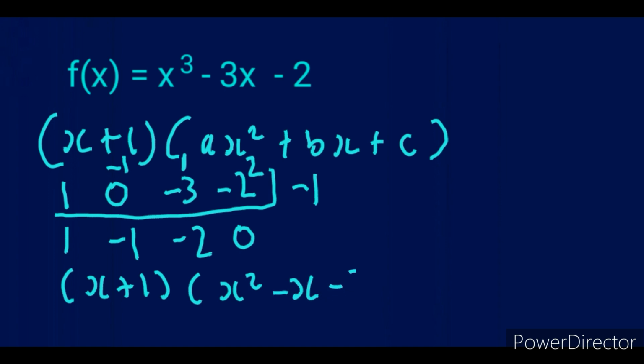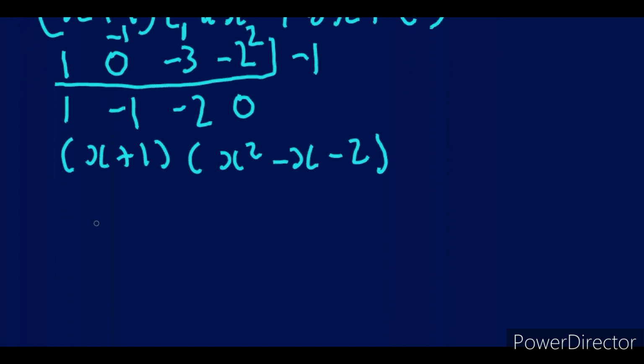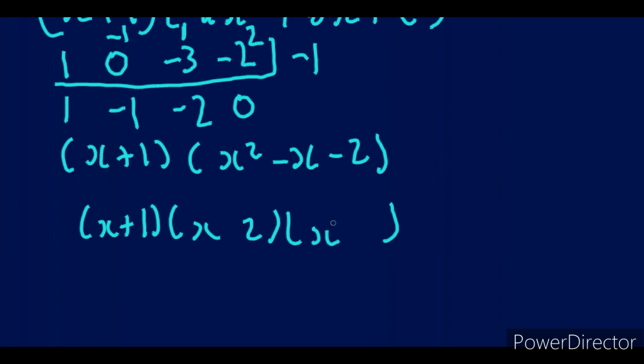Our C is negative 2. And there we have it. So now let's factorize from here. So we're going to have x plus 1. So this is going to be x plus 1, and this side we have to factorize. So then it's going to be x and x, then it's going to be 2 and 1.